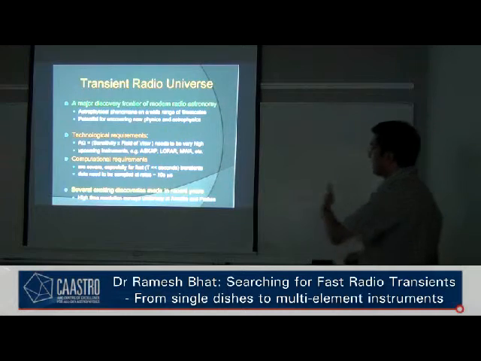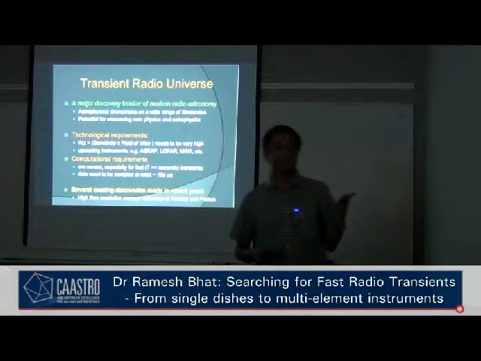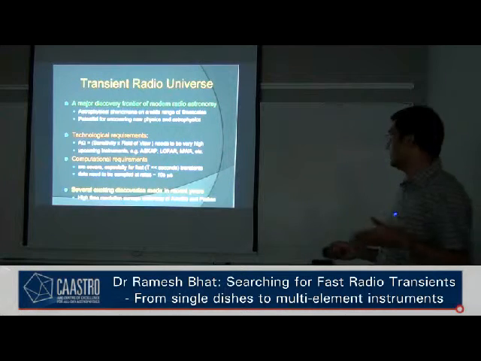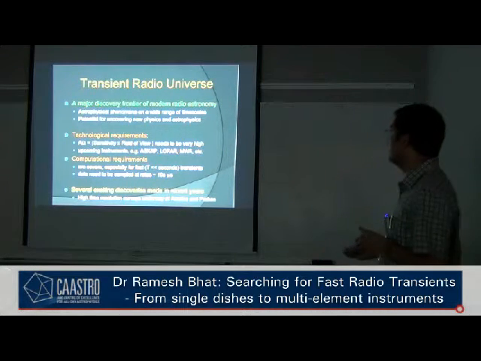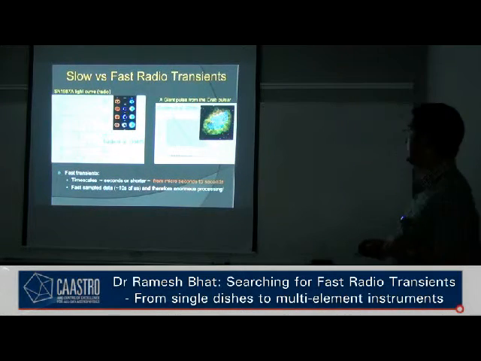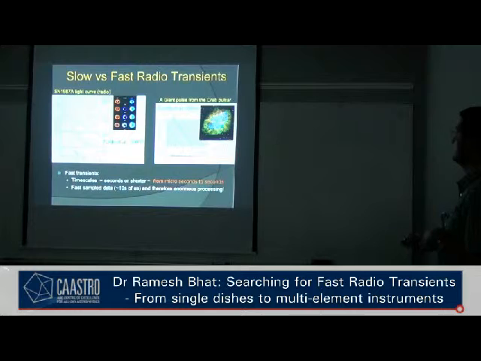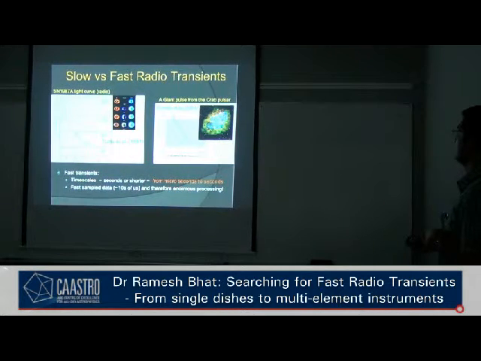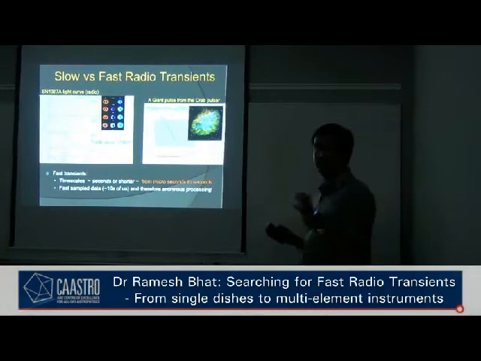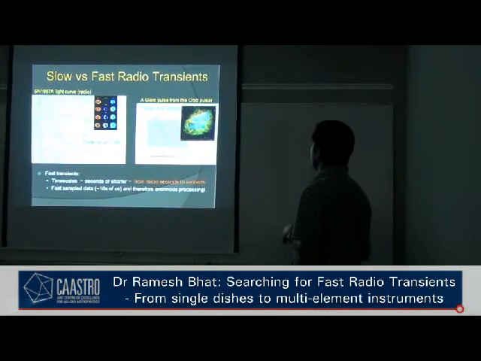I must also mention that while all these developments are underway, interesting discoveries are being made with the existing telescopes, and I will highlight a few of them in a short while. And just to give an idea for those who don't have the distinction clear about slow versus fast transients in radio.